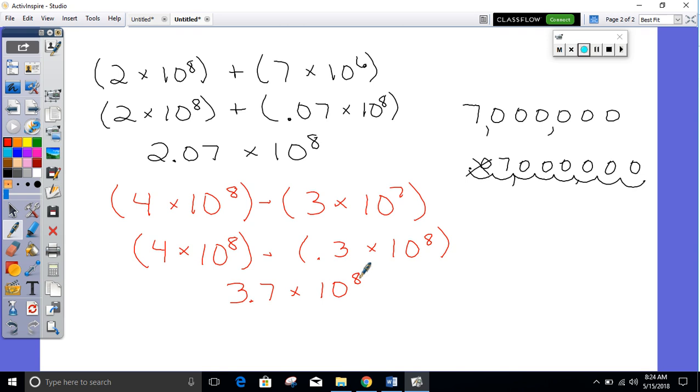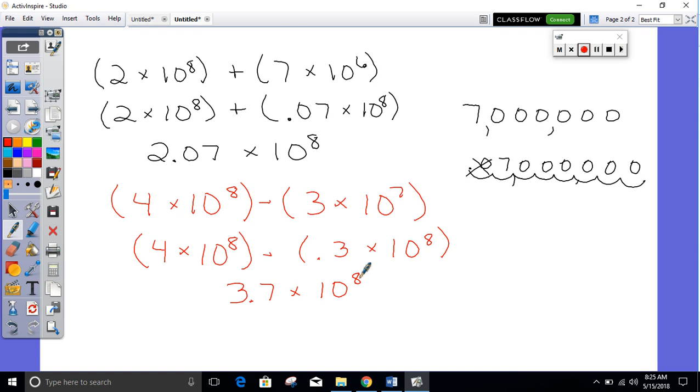Then we would have gotten 207 times 10 to the 6, and then we would have changed it to proper scientific notation, and we would have gotten the same thing. So when we do the examples that you guys are going to do, some of you may choose to change a different one, and then we can talk about how that works.